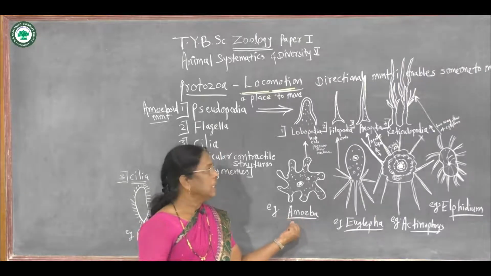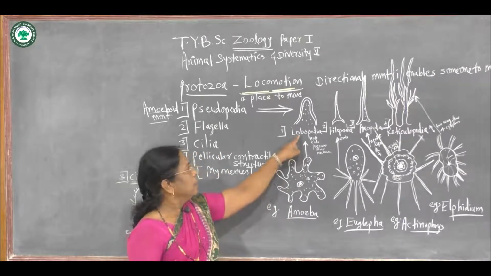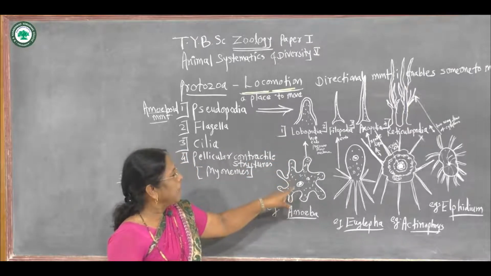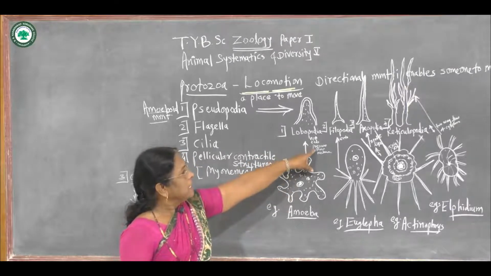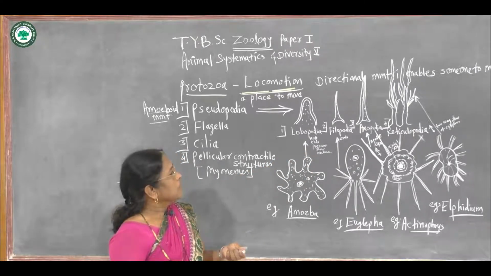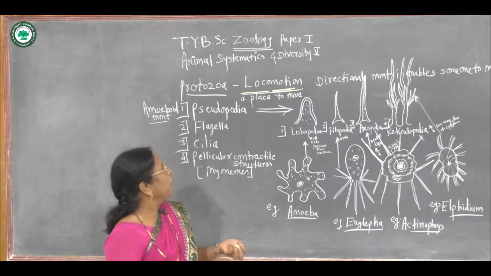Example shown here, amoeba. These are the lobe-like pseudopodia found in amoeba, and these are due to the pressure flow of cytoplasm, that is the ecto and endoplasm.